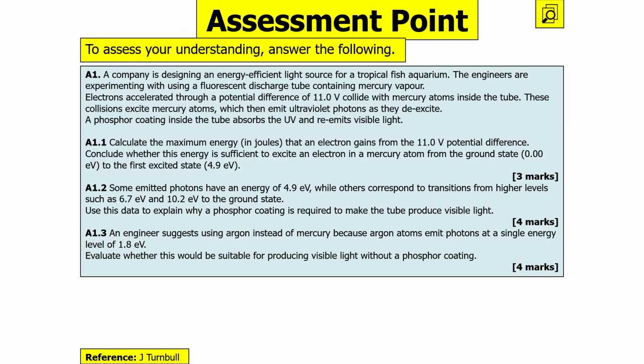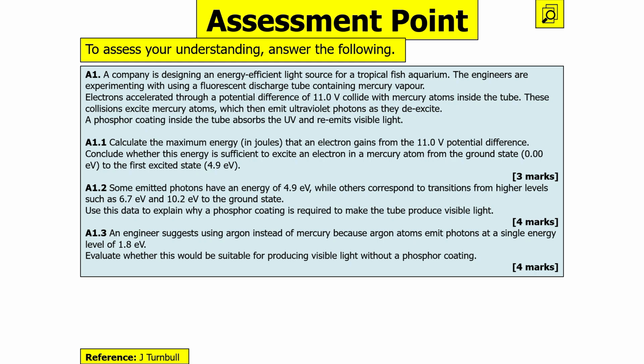A company is designing an energy-efficient light source for a tropical fish aquarium. The engineers are experimenting with using a fluorescent discharge tube containing mercury vapor. Electrons accelerated through a potential difference of 11 volts collide with mercury atoms inside the tube. These collisions excite mercury atoms, which then emit UV photons as they de-excite. A phosphor coating inside the tube absorbs the UV and re-emits visible light.